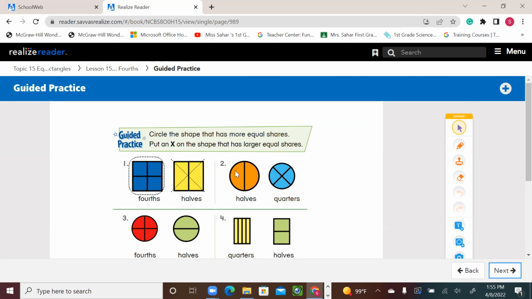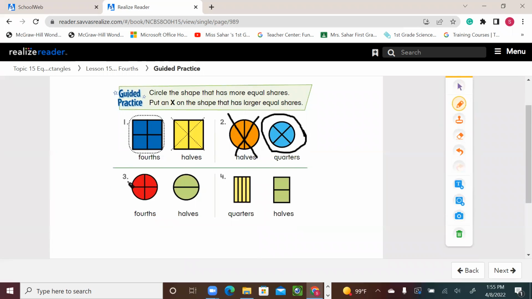Okay, let's go for that. Number 2, we have 2 circles, one divided into halves. So this has larger equal shares, and the other one has 4 quarters or 4/4. So that has more equal shares. So let's put our marks. We're going to put an X on this one, and we're going to circle the blue circle.